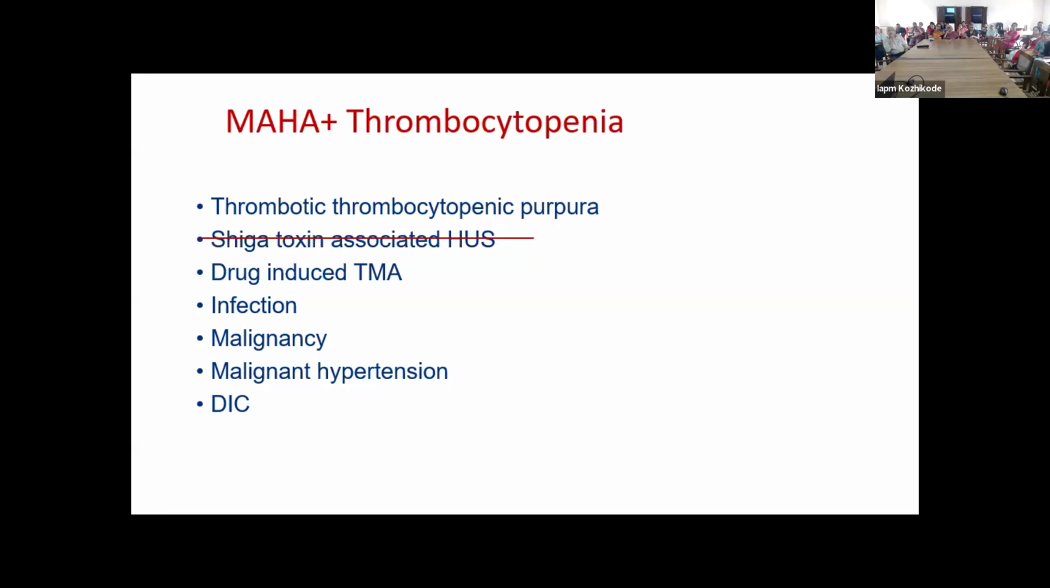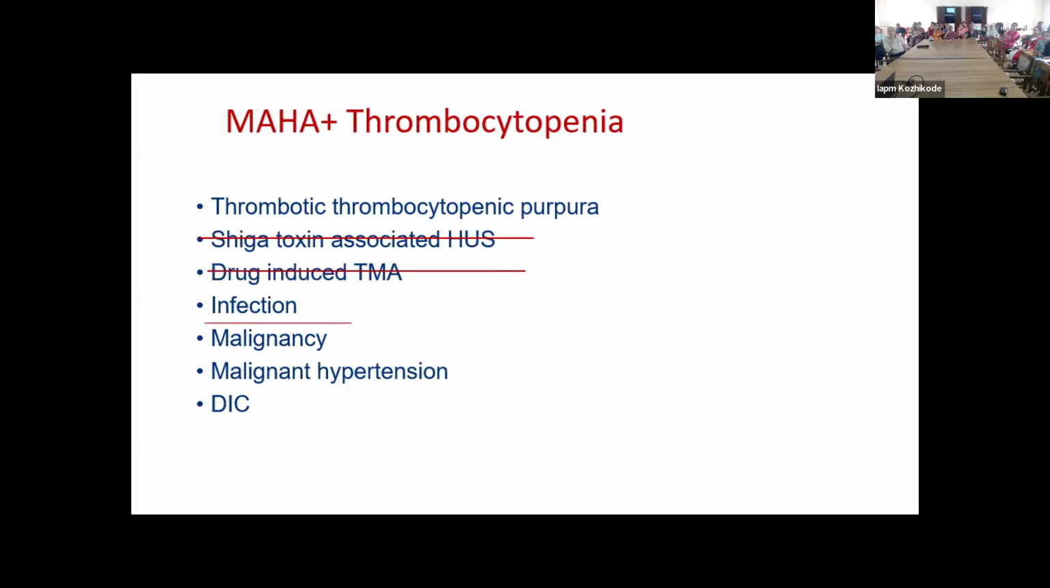And there was no history of drug intake, that is, drugs causing thrombotic microangiopathic hemolytic anemia like ticlopidine, quinine, and anti-cancer drugs like mitomycin C. That possibility was also ruled out. And there were no clinical signs and symptoms of infection or malignancy.